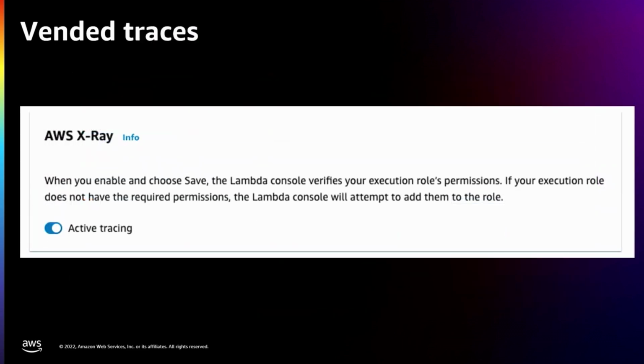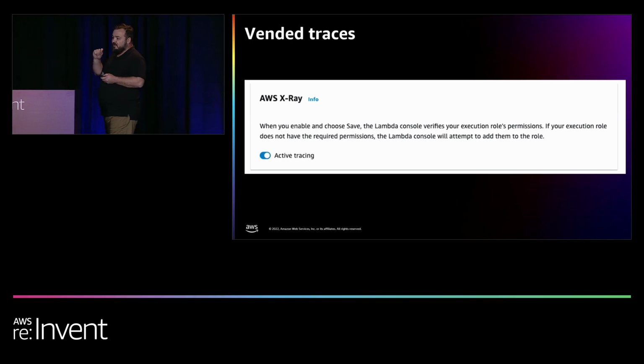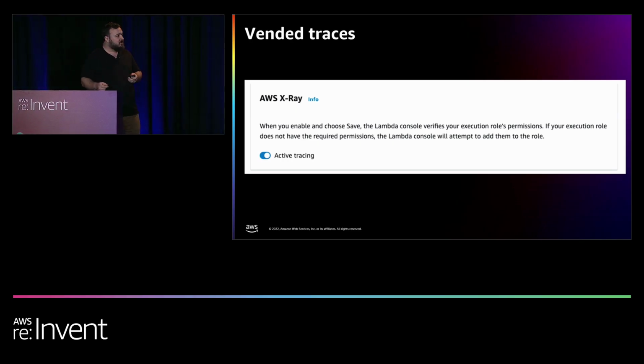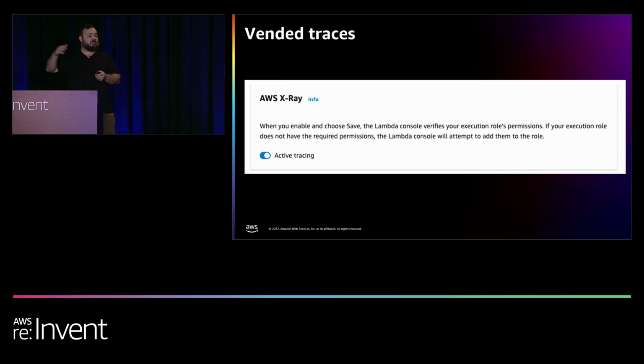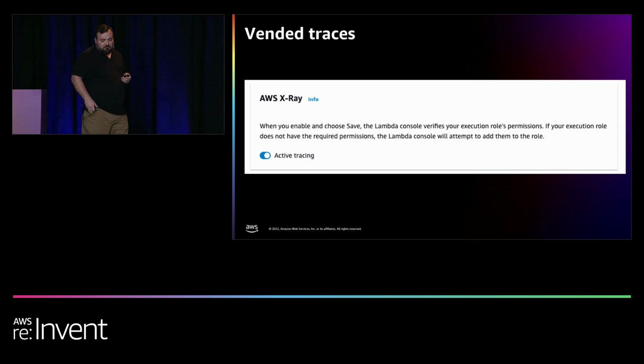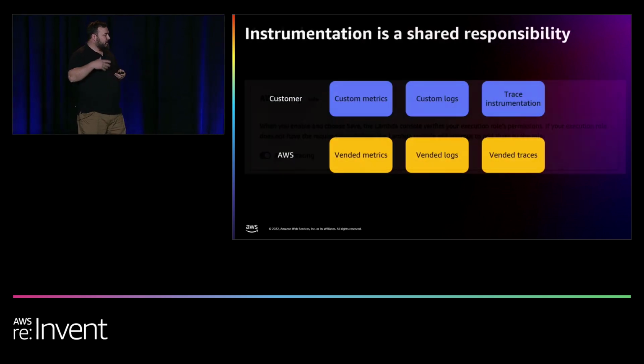And then some services like X-Ray, like some services like Lambda, to enable tracing, it's simply a checkbox or a toggle. In this case, it's a toggle. You go into your Lambda function, you say, I want to enable X-Ray, and that will start to vend traces every time that Lambda function executes. API Gateway is very similar.